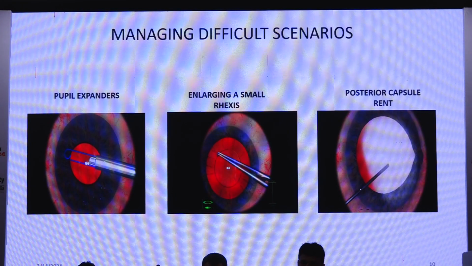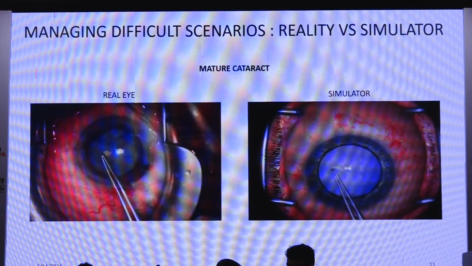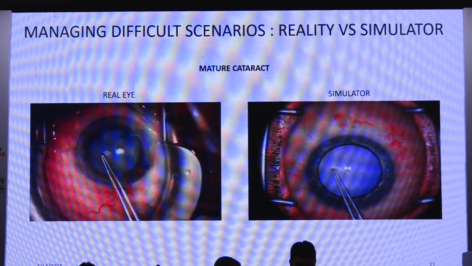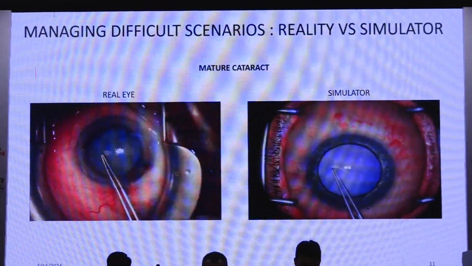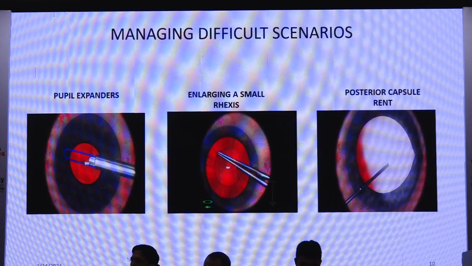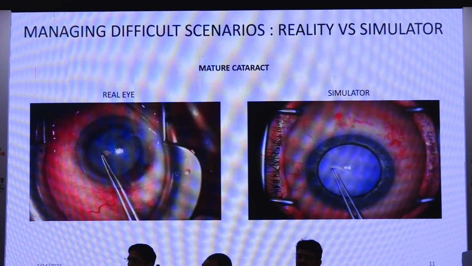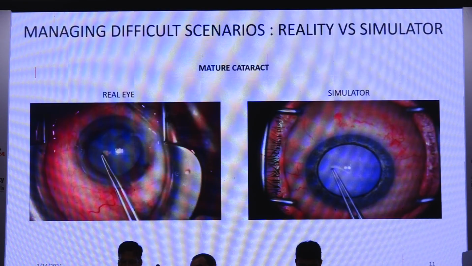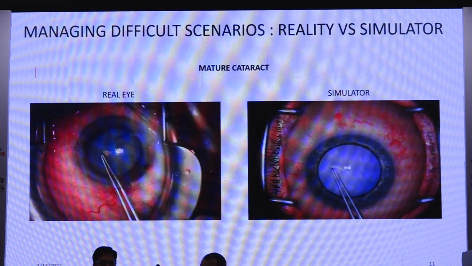So the trainee is well equipped mentally to enter the operating theatre and face cases in real life. So this is a side-to-side comparison between simulator and real eye, showing the steps of capsular access in a case of mature cataract. I'm sorry, the video is not playing. So basically, this is that video in which it's actually looking really similar. This is a real eye. We are doing capsular access in real time, and on the simulator, this is how it looks. But I'm sorry, the video is not playing.